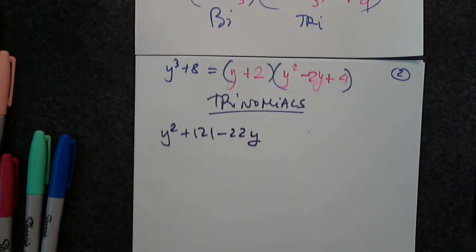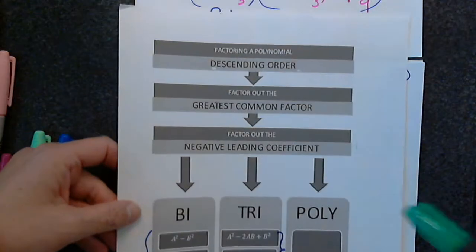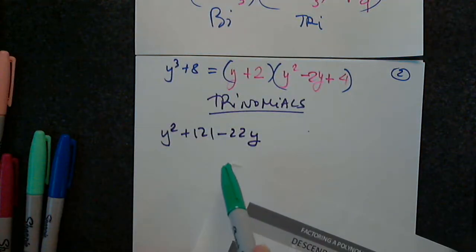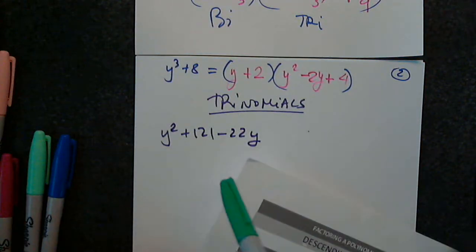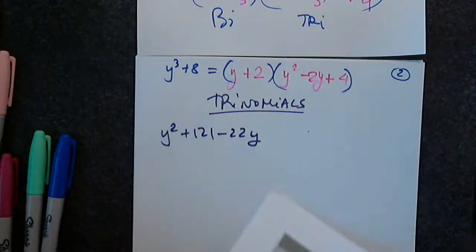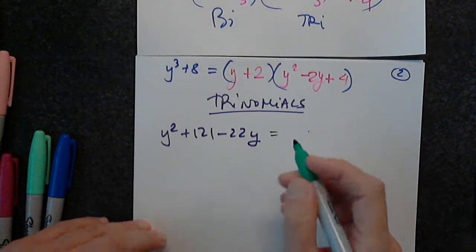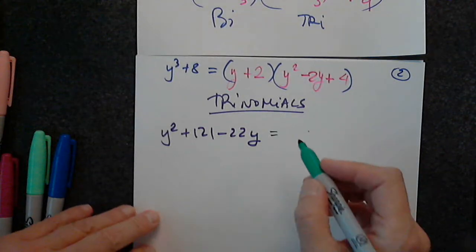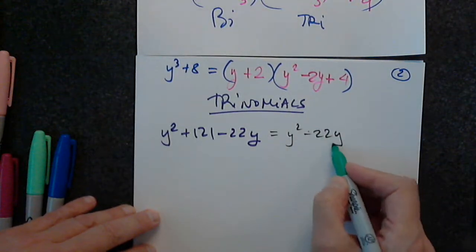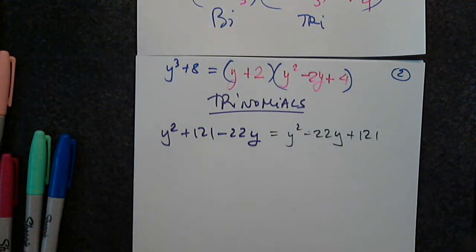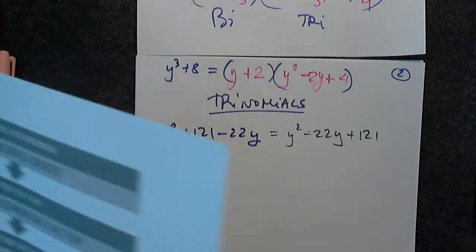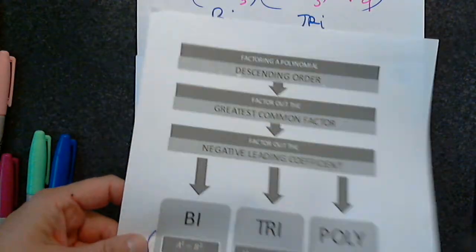Here's the strategy. Please do not skip any of the steps. What type of polynomial is it? Good. Is it in descending order? No. The answer is no. How do I rearrange it? Yes? Very good. Excellent. Is there a greatest common factor present in all 3?